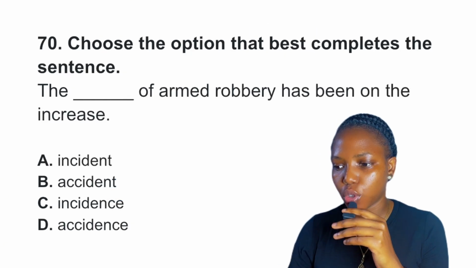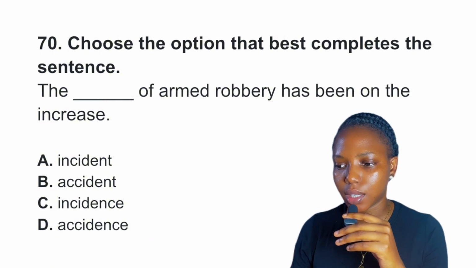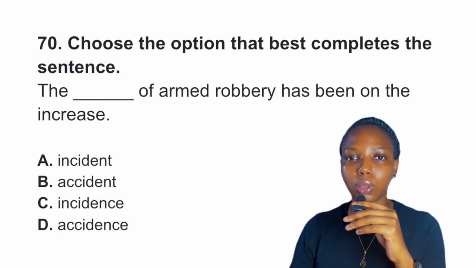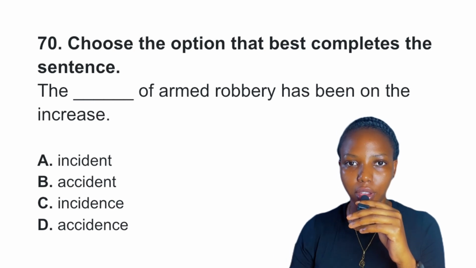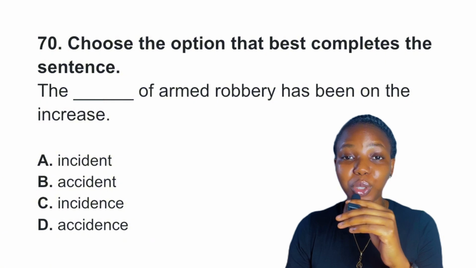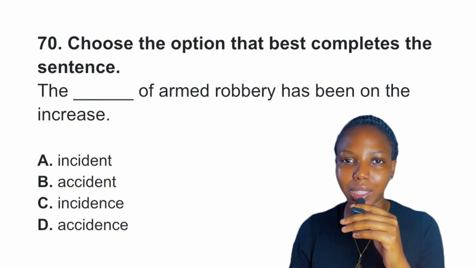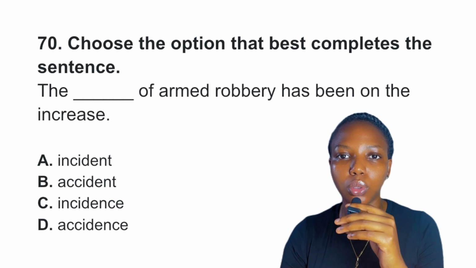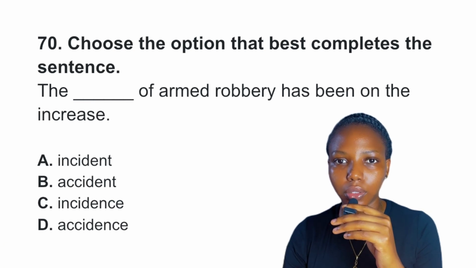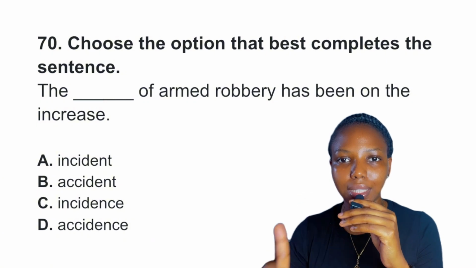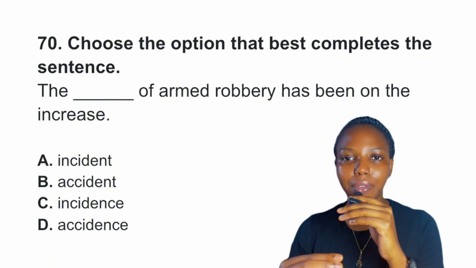Question 70. Choose the option that best completes the sentence. The dash of armed robbery has been on the increase. Okay, so when you take a look at this question, it starts with the, right? So we know that we need a noun to fill in the gap, but then all the options are nouns. So which is the best answer? Let's start with option A. Incident is used to refer to a single event. For example, there was an incident at the bank yesterday. Option B we have accident.